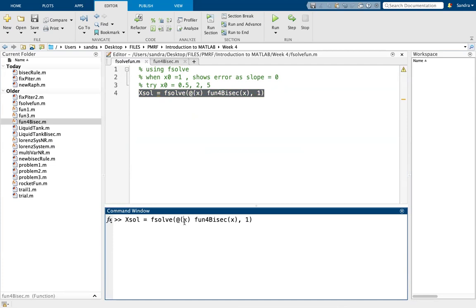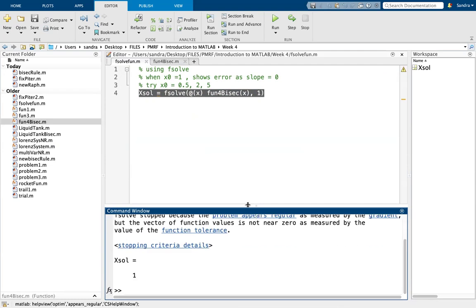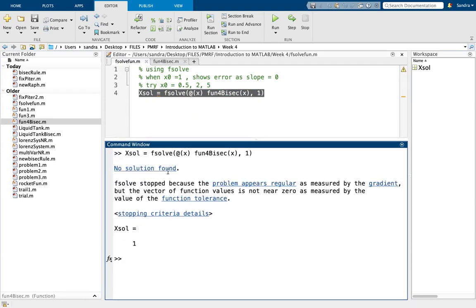So fsolve, I'm solving for the variable x. Fun for bisect has the equation, and I'm giving the initial value 1. It will show you no solution found. Why is the solution not found? Because the gradient is 0. So the same problem that we had with Newton-Raphson will come here also, because the gradient is 0 at x is equal to 1.